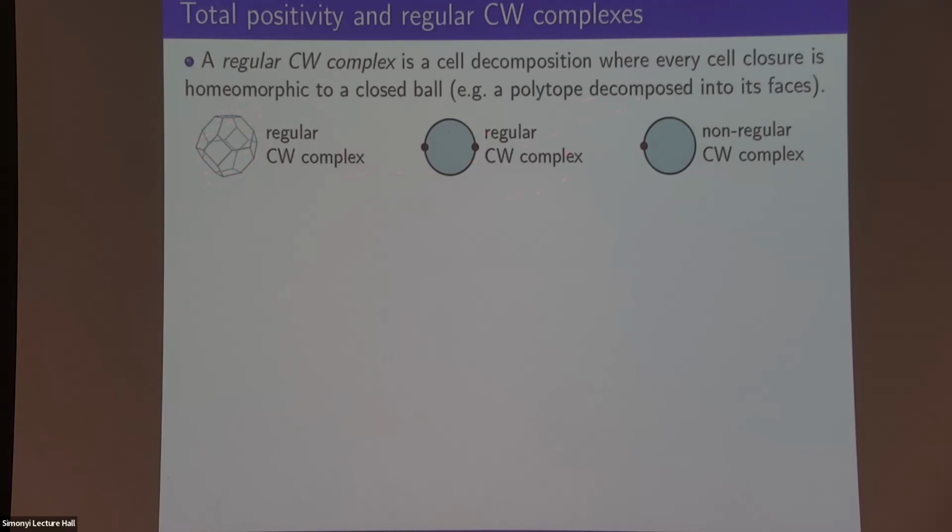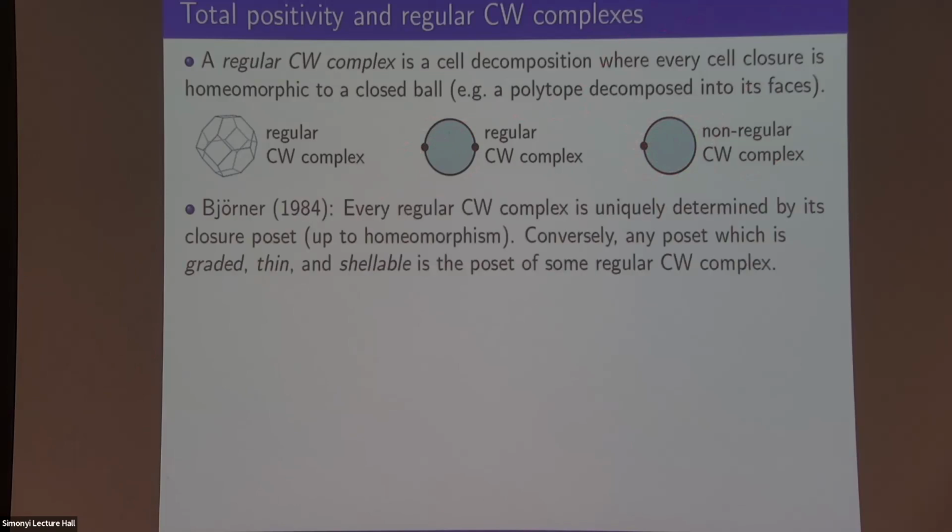Here's an example of a regular CW complex, which is not a polytope. So it has these two vertices and two edges, and this interior, and every closure is homeomorphic to a closed ball. And this is something that's not regular, because, for example, here we have this one-dimensional face, which is an open line segment, and its closure is this circle, which is not the one-dimensional closed ball. Okay, it's actually not even contractible.